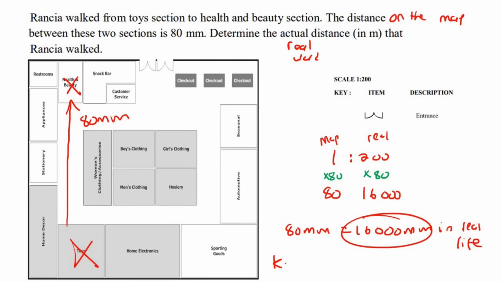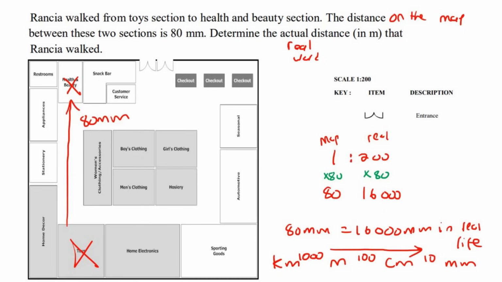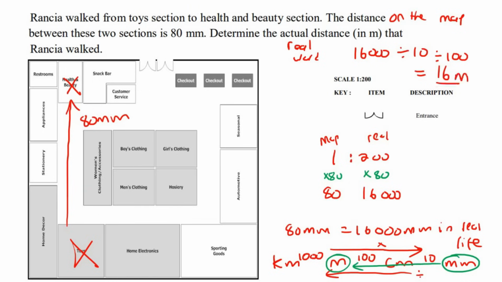Okay, so we know that kilometers, then comes meters, then comes centimeters, then comes millimeters. Then the numbers in between here are 1,000, 100, 10, and we've learned that if you go this way, multiply. If you go this way, divide. Okay, so we are going to convert millimeters into meters. So that means we are going to divide because we are going to the left. So we're going to say 16,000 divide by all the numbers that we pass. So we're passing a 10 and a 100 and a 1,000... we get 16 meters. Okay, that seems about right for a shop.